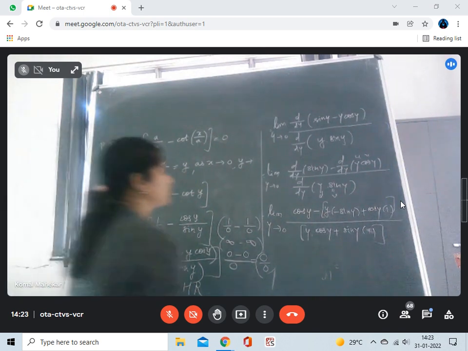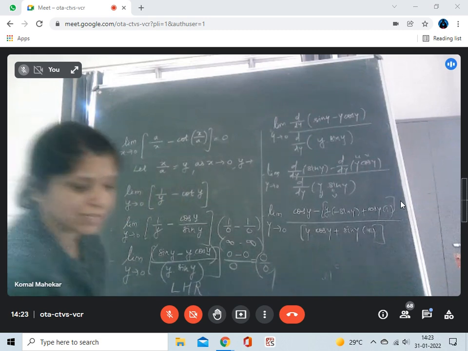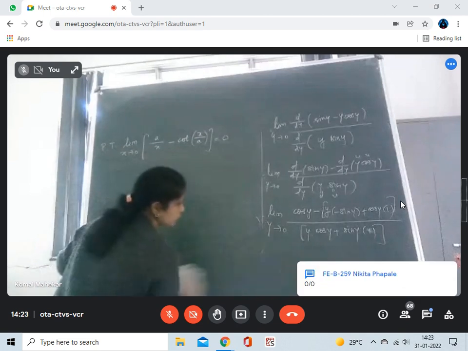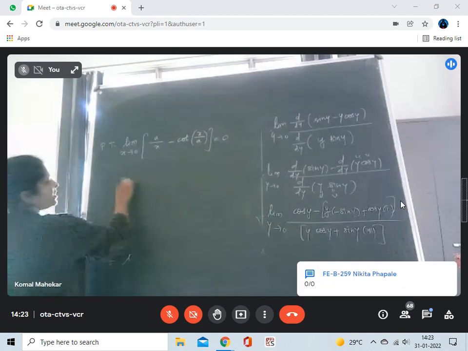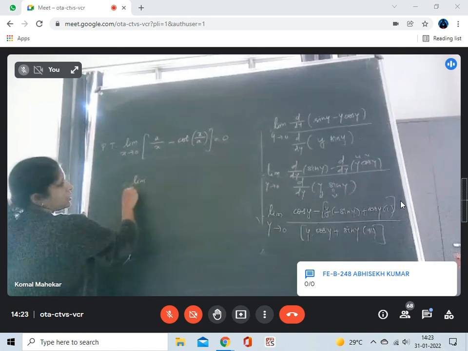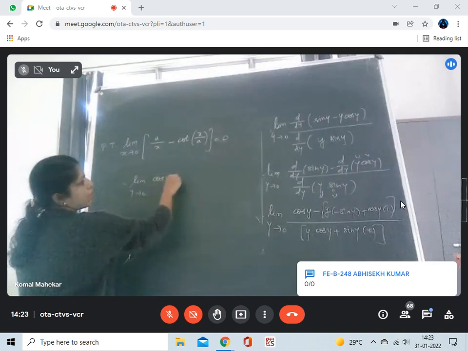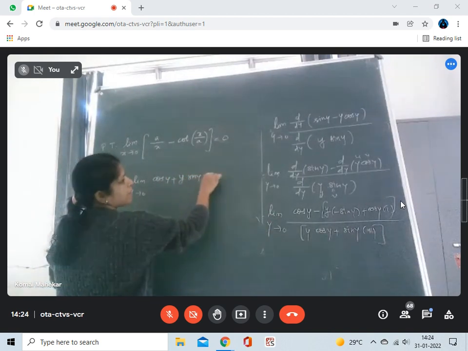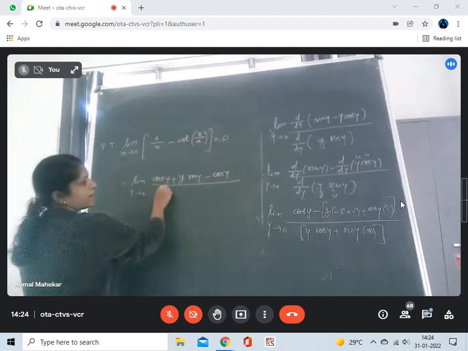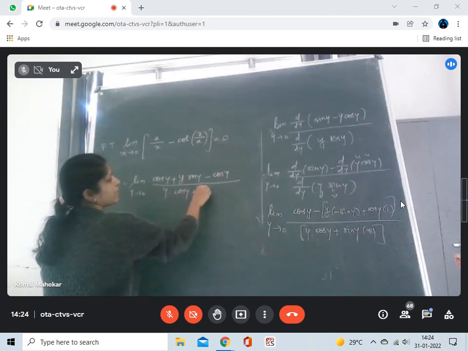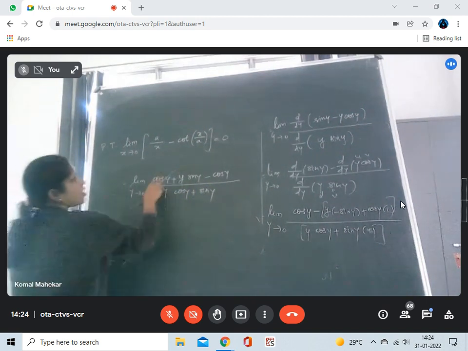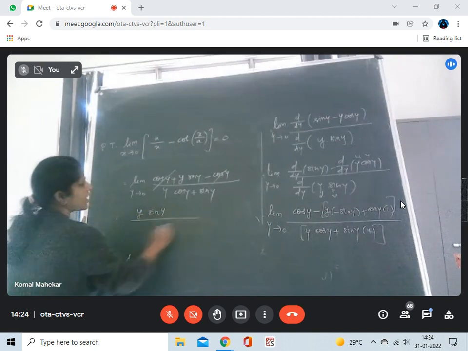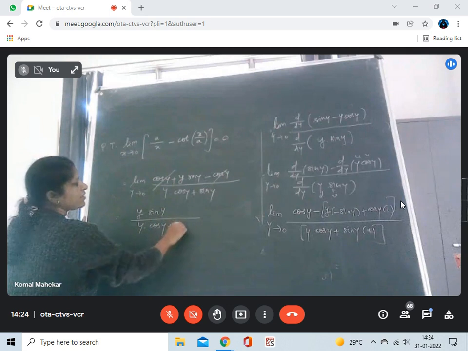This should be minus here. No, it makes sense. So simplify this. What we get after simplification is the limit as y tends to 0 of cos y minus, minus that becomes plus, y sin y, and minus cos y, divided by y cos y plus sin y. Now see here, cos y and minus cos y get cancelled, so we get y sin y divided by y cos y plus sin y.